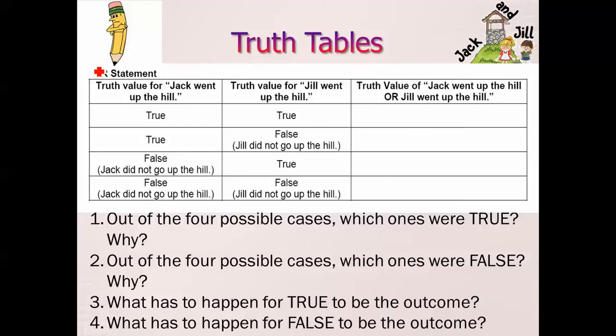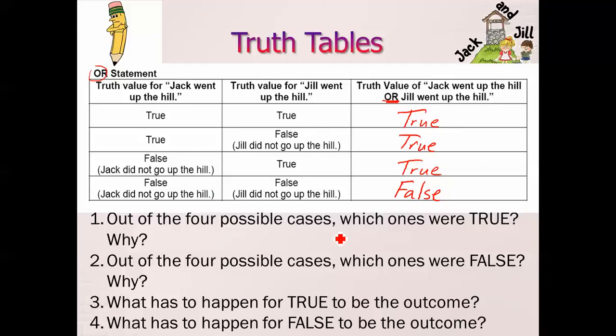Alright, now we're going to look at an OR statement instead of AND. So this is Jack went up the hill or Jill went up the hill. So when Jack goes up the hill and Jill goes up the hill, the statement Jack went up the hill or Jill went up the hill is true. If Jack goes up the hill but Jill does not go up the hill, Jack went up the hill or Jill went up the hill is still true. If Jack does not go up the hill but Jill goes up the hill, this statement, the OR statement, is still true. But if neither one goes up the hill, then the OR statement is false.